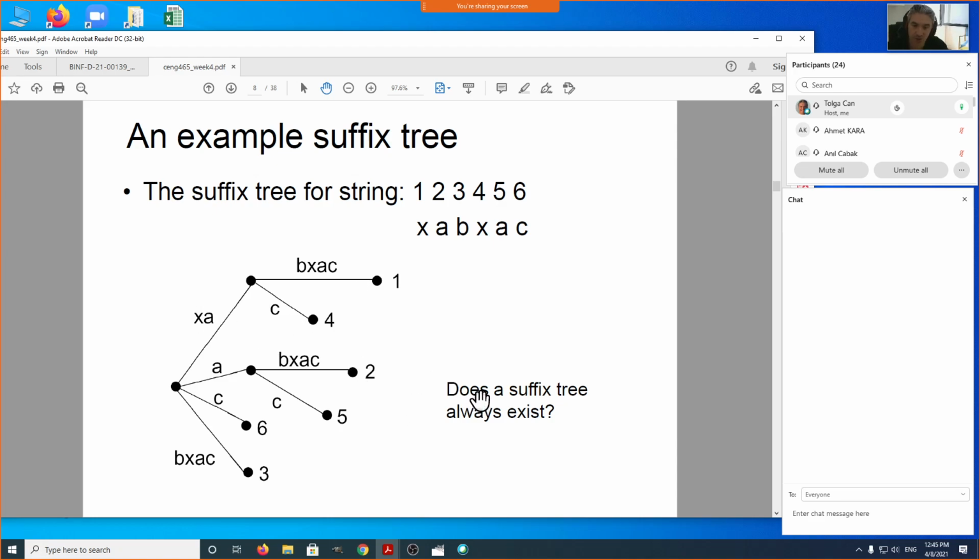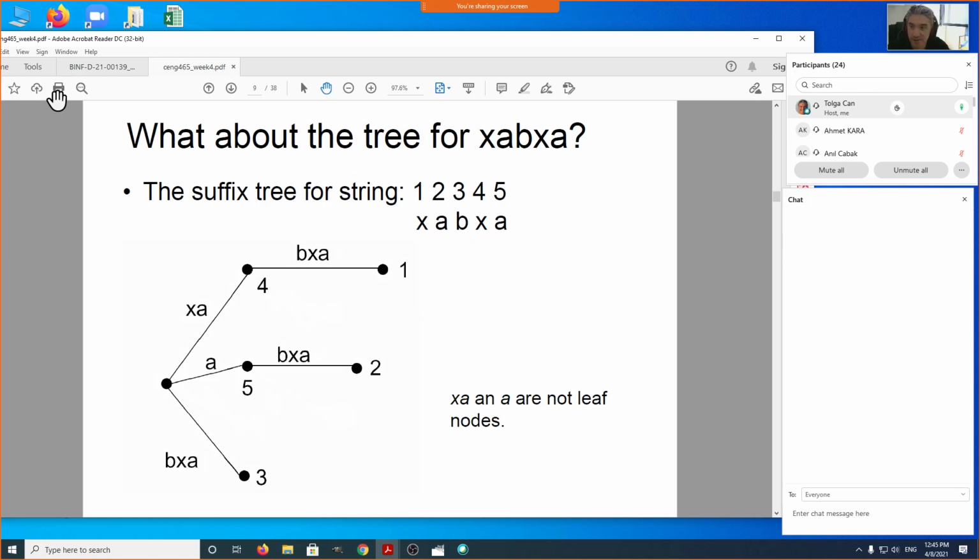So in order to make sure that we have all of the suffixes represented as leaf nodes, that's the answer to this question: does a suffix tree always exist? When a suffix is a prefix of another suffix, in the case of this, for example, xabxa, xa here is a suffix by itself, but it's also a prefix of this xabxa. And therefore, if you look at this tree, this suffix xa is going to end here, and it is not represented as a leaf node.